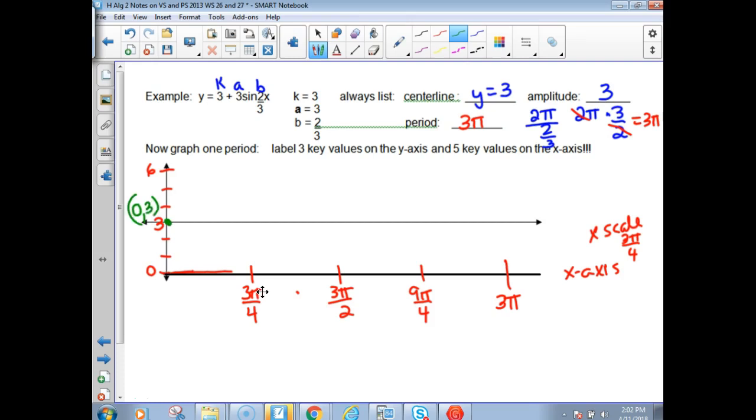Okay, and we make sure we write our points correctly. Then it would go up to its max, so it's going to be at 3 pi over 4, 6. It would then come back down to its midline or center line. It would then come down to its minimum and then back to its center line.